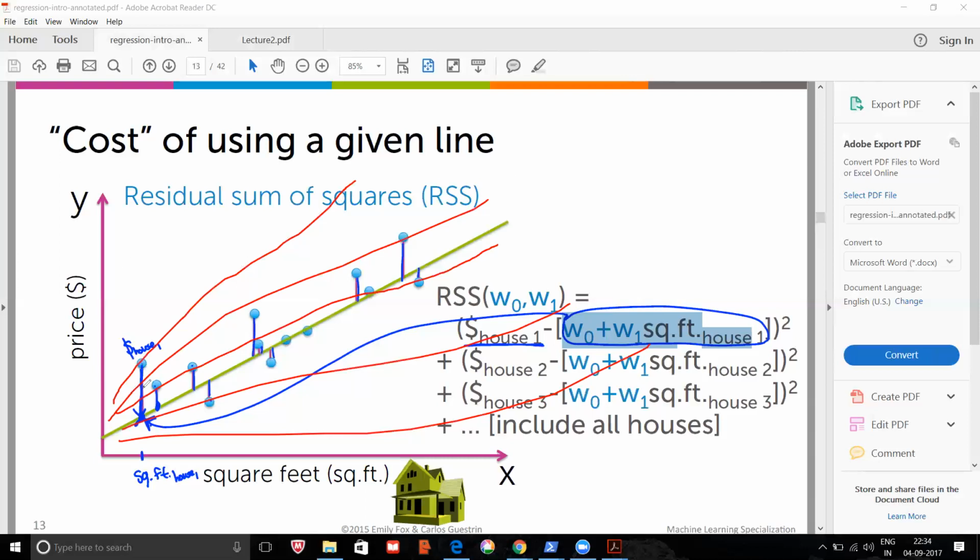I'm just asking, if you have many lines at one point of time, which line do you choose? I have no clue. Maybe the one nearer to reality, where the residual sum of squares will be minimum. Exactly, perfect.